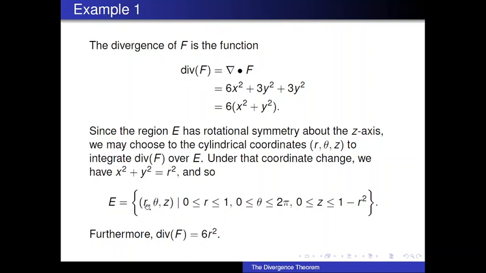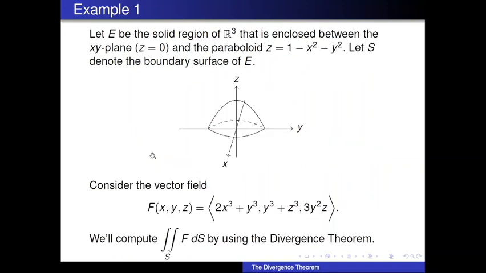And the region E you can model, well, let's go back here. If we look at the intersection of the paraboloid with the xy plane, it happens when x squared plus y squared equals 1, as then z will equal 0. So the intersection there is exactly the unit circle centered at the origin in the xy plane.